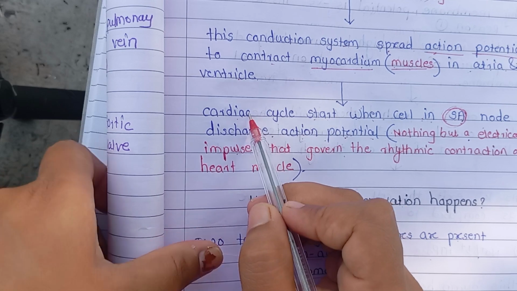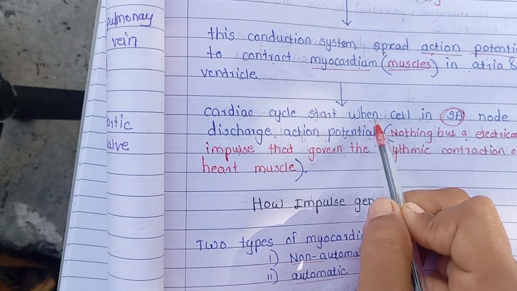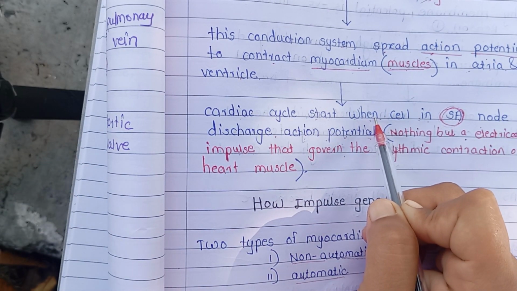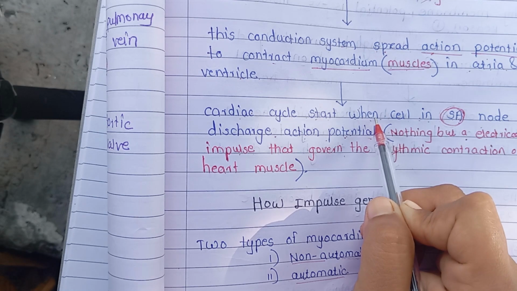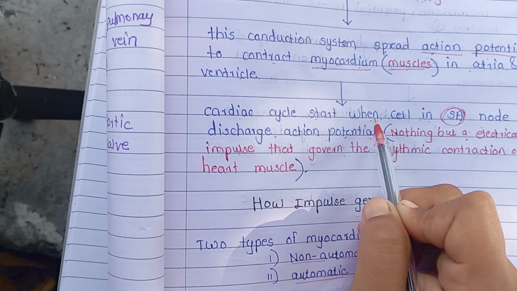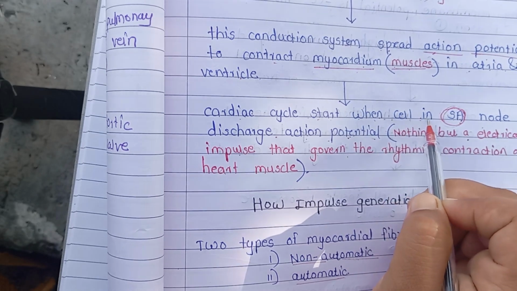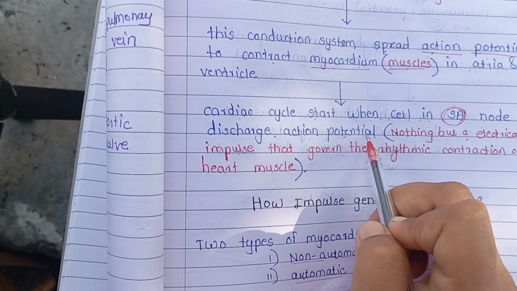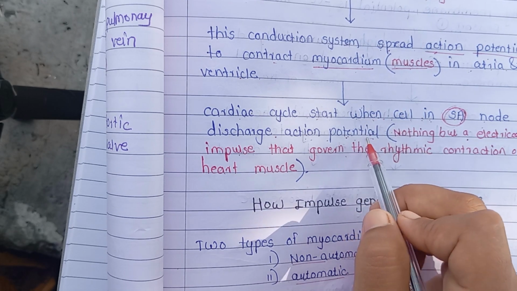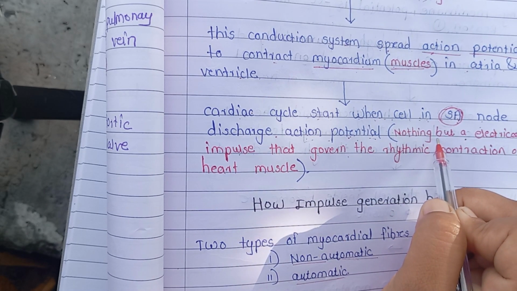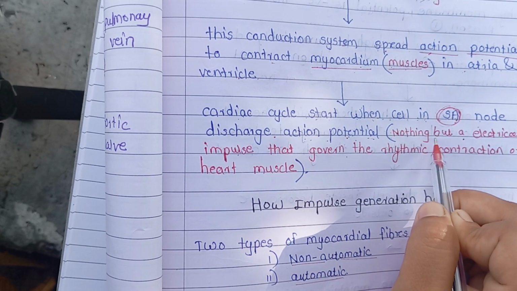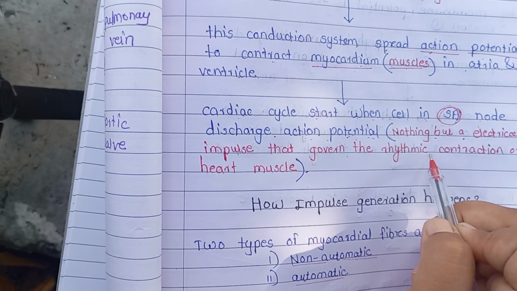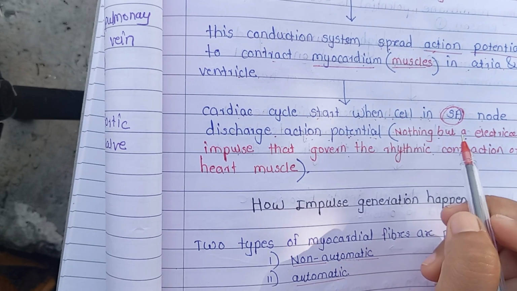So the cardiac cycle starts when the cells in the SA node, that is the sinoatrial node, which is located above the right atrium, discharge an action potential. Now what is the action potential? Action potential is nothing but an electrical impulse, an electrical wave that causes the rhythmic contraction of our heart muscle.